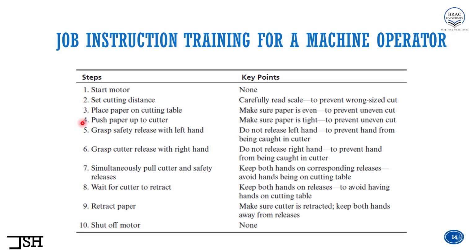So we are done with the first 3 steps. In this manner, in the proper sequence, we are going to complete all the steps mentioned here, and by doing so, we will be able to complete the job properly. So in summary, what is happening here? We have a job instruction sheet which lists all the different steps that we need to go through to complete the job. Similarly, we can have a job instruction sheet for other jobs as well.